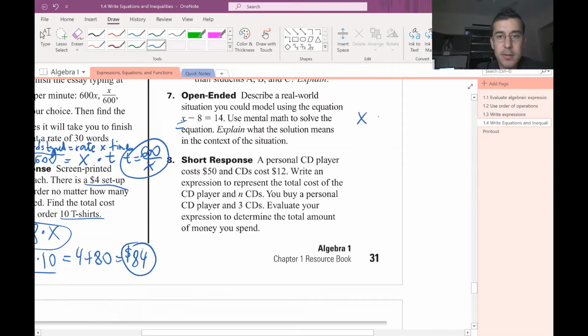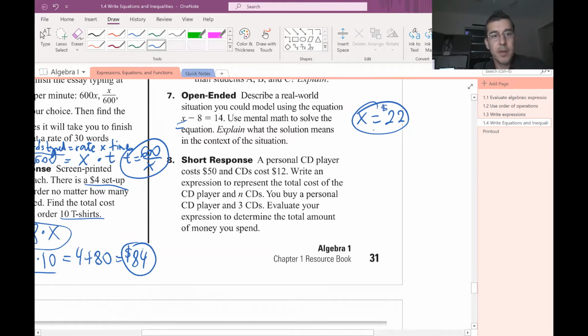And then x can be solved as 14 plus 8, because minus 8, when it moves to the other side of the equation, becomes plus 8. So 14 plus 8 is 22. So 22 is what you had at the very beginning. If you think of dollars, this is dollars.